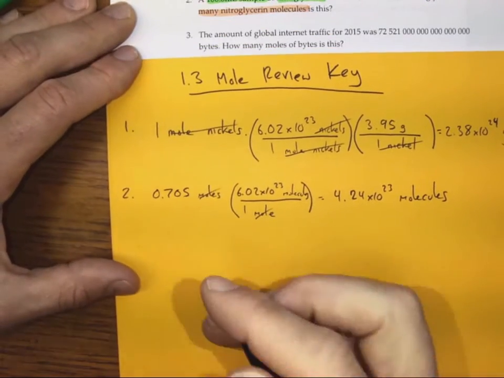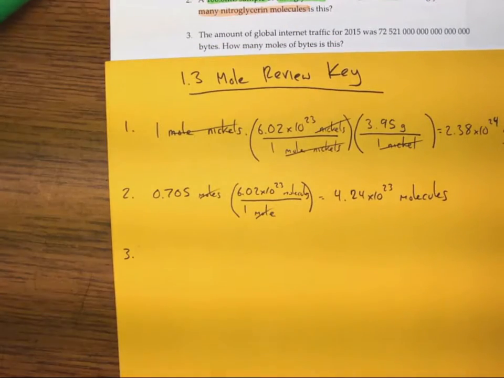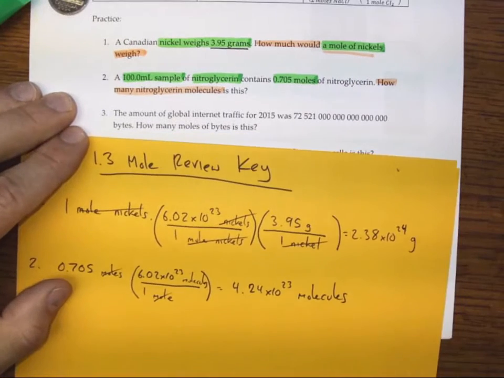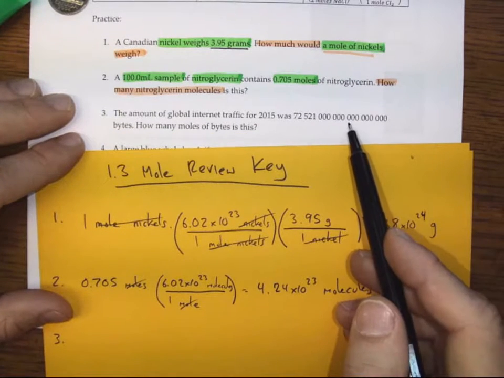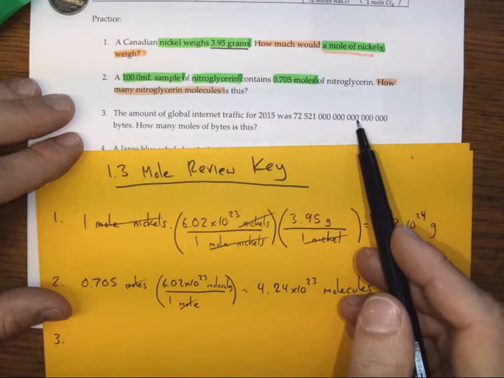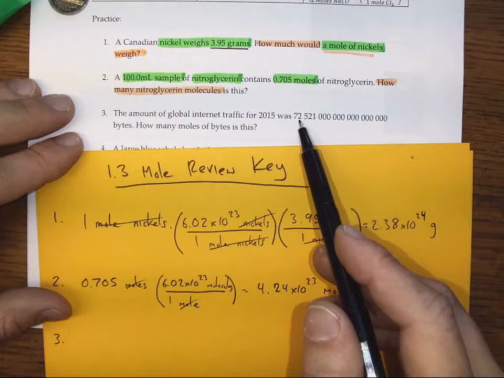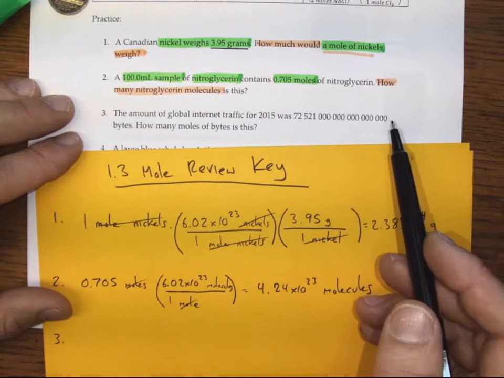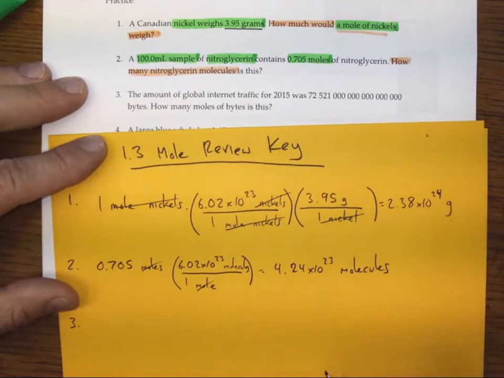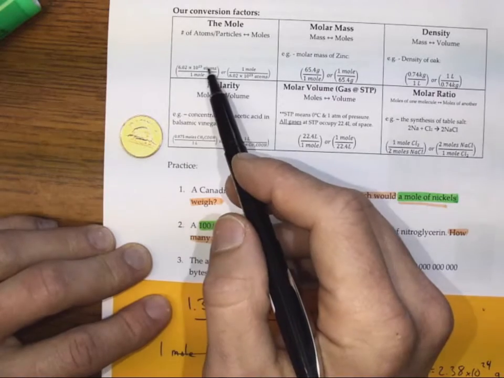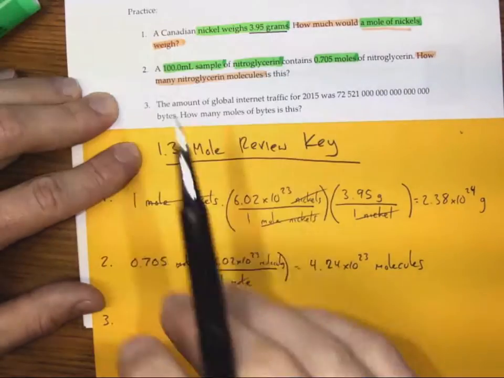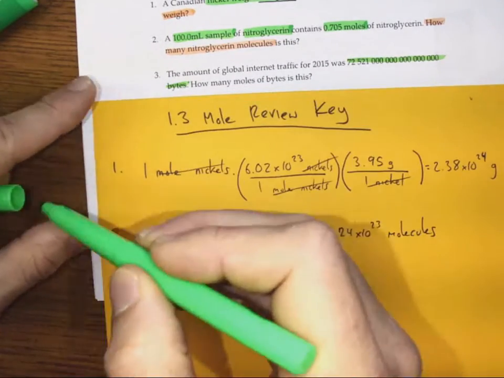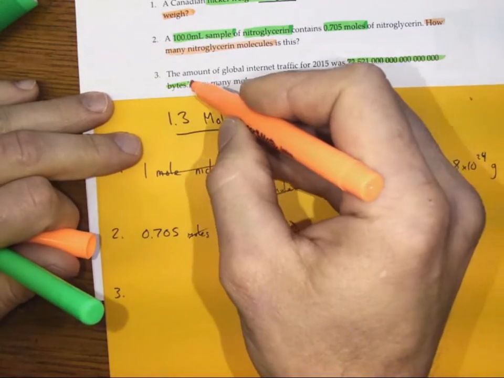Moving on. All right, so we've got global internet traffic for 2015 was, okay, that's a really big number of bytes. If I wanted to say it, it's, okay, so it's millions, billions, trillions, quadrillions, pentillion, 72 pentillion, 521 quadrillion bytes. The question is how many moles of bytes? Okay, so if I want to convert a number of something into moles, again, I can use Avogadro's number. All right, so what's given? We have this many bytes, and we're asked for how many moles of bytes.